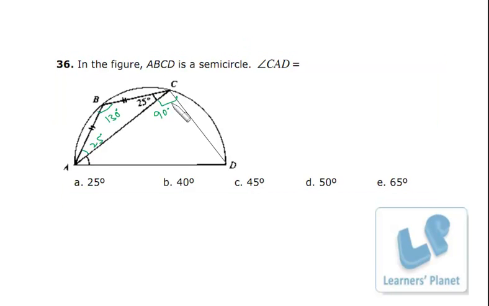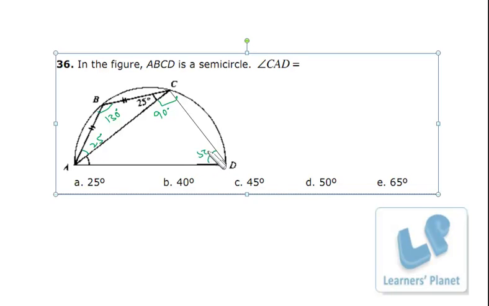Now ABCD is a cyclic quadrilateral because all 4 points are on the circle. So if it is 130, it has to be 50. Right. Now in this triangle ACB, it is 90, it is 50, so it has to be 40 degrees. Clear?